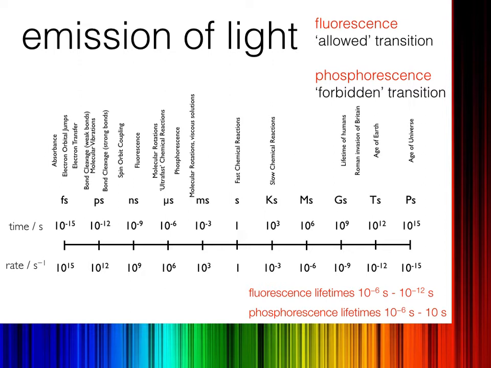Now, fluorescence, which I said was our allowed transition, tends to have a lifetime in the nanoseconds, whereas phosphorescence can have a lifetime anywhere up to seconds. Now, we see this length of time as one being allowed and one being forbidden. Fluorescence, the allowed transition, happens very quickly. Phosphorescence, the forbidden transition, happens very, very slowly.